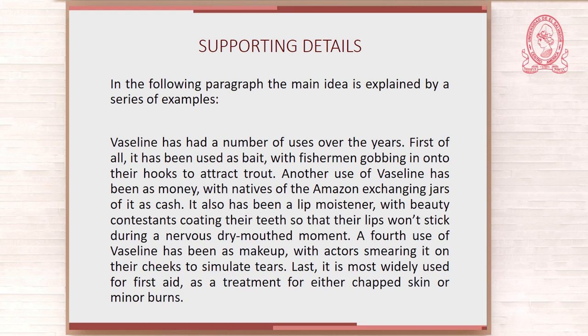Let's continue practicing. In the book, Ten Steps to Building College Reading Skills, the following paragraph is suggested, in which the main idea is explained by a series of examples. So, let's read. Vaseline has had a number of uses over the years. First of all, it has been used as bait, with fishermen putting it onto their hooks to attract trout. Another use of Vaseline has been as money, with natives of the Amazon exchanging jars of it as cash. It also has been a lip moistener, with beauty contestants coating their teeth so that their lips won't stick during a nervous dry mouth moment. A fourth use of Vaseline has been as makeup, with actors smearing it on their cheeks to simulate tears. Last, it is most widely used for first aid as a treatment for either chapped skin or minor burns.